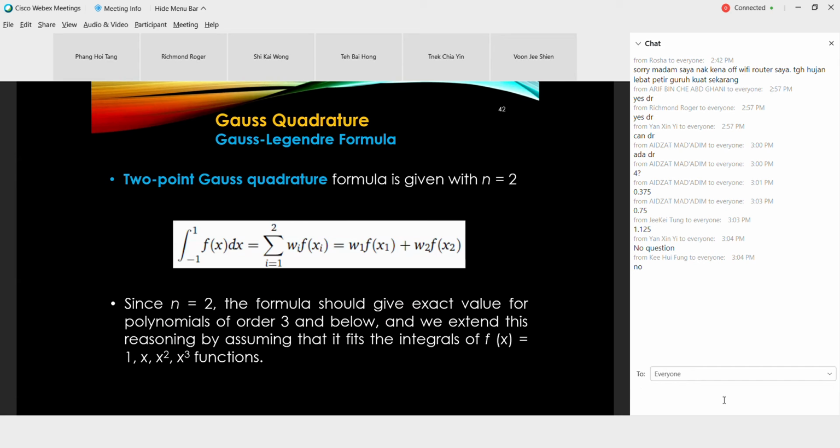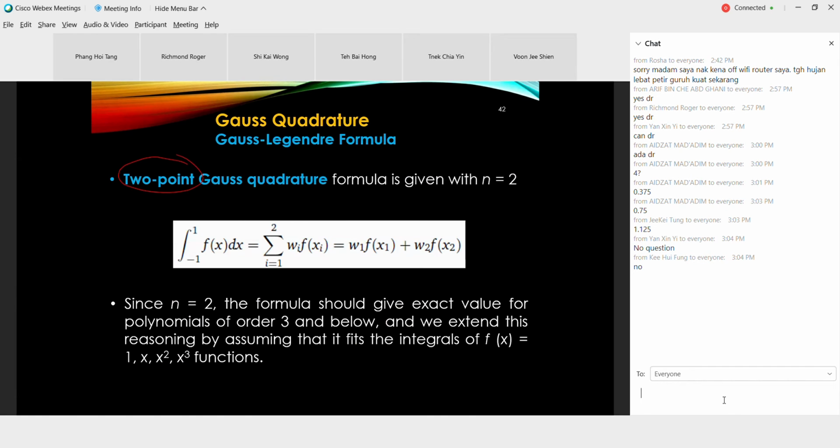Then you need to decide how many points. For you, I will teach only 2-point Gauss quadrature. Even though, outside of this knowledge, there are many points: 3 point, 4 point, 10 point, up to 1,000 points of Gauss quadrature. I only teach 2 points because this is the fundamental, so we start with the lower point.